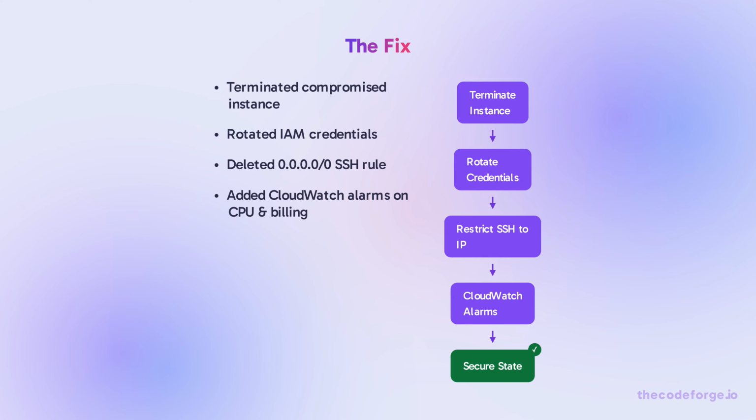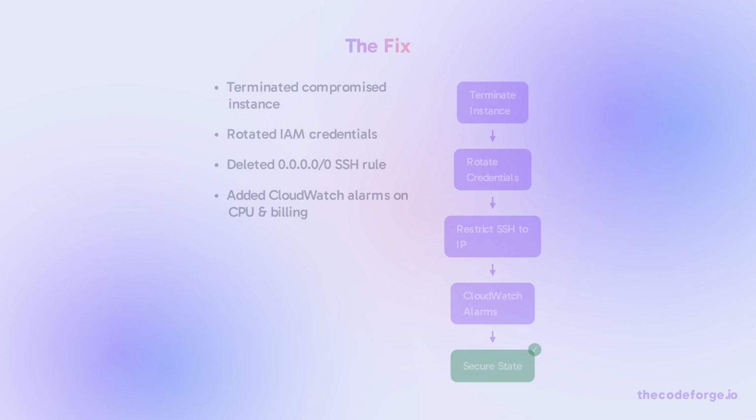Then add CloudWatch alarms: CPU utilization above 80% for 5 minutes pages on-call, and a billing alarm at $100. Also, switch to Systems Manager Session Manager for production access, which doesn't require a public IP or SSH keys.